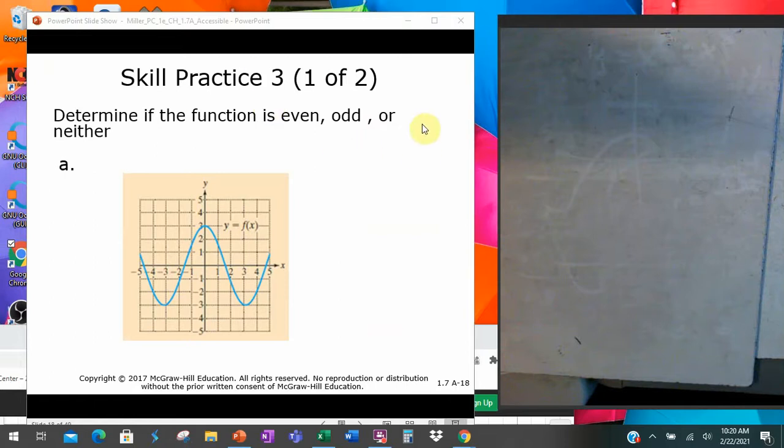Determine if the function is even, odd, or neither. Amy, does that look like an even, odd, or neither? Even. So that would be an even function. If I folded this back across there, if I did like a little fold, you see me on my hands? If I fold this across that y-axis, I get the very same thing. So that's an even function. It's symmetric with respect to the y-axis.